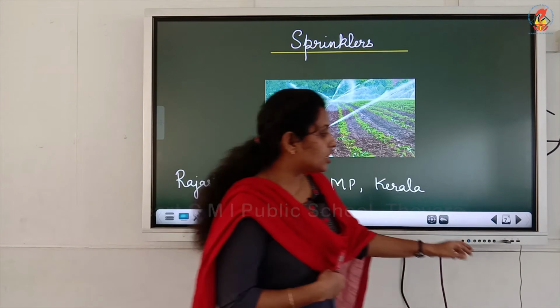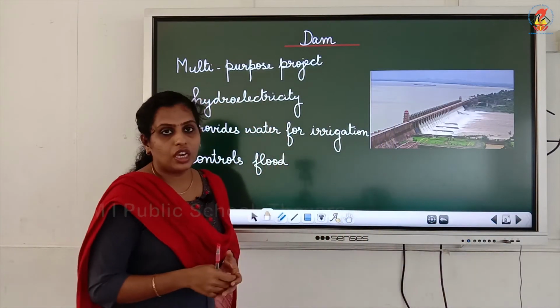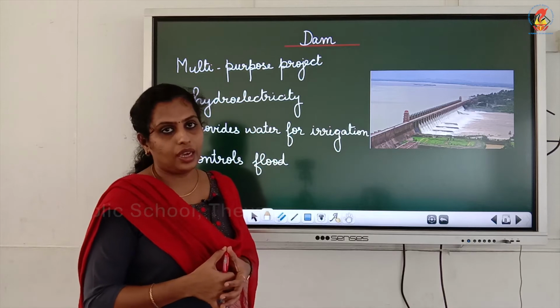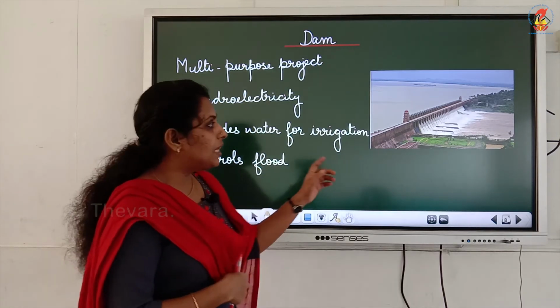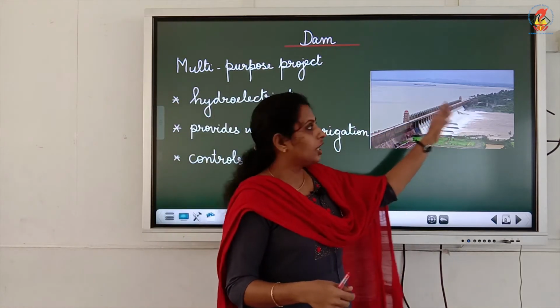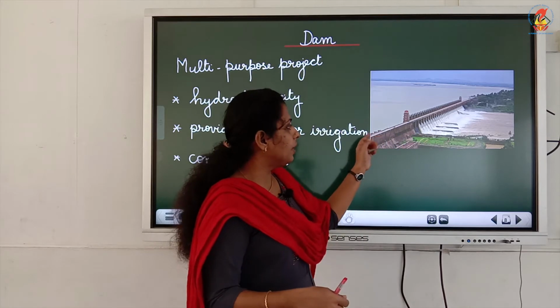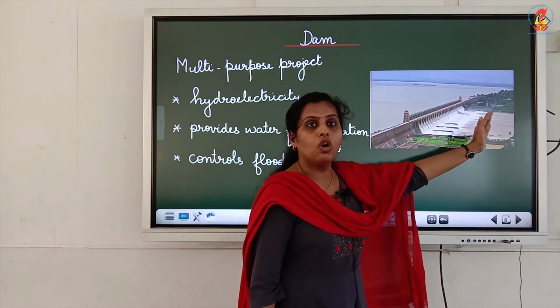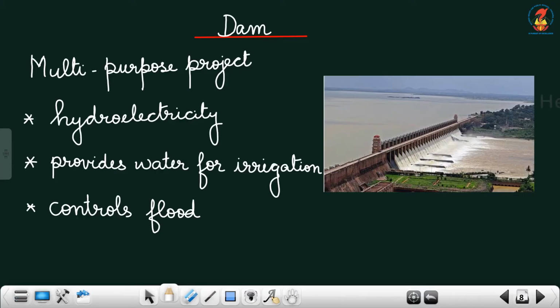Okay. Now next one is the most important means of irrigation, that is dam. Dam is built by a strong wall that is built across the river. Can you see a river there? And this river is stopped by building a strong wall across that. And this river water being stored forms an artificial lake called a reservoir.